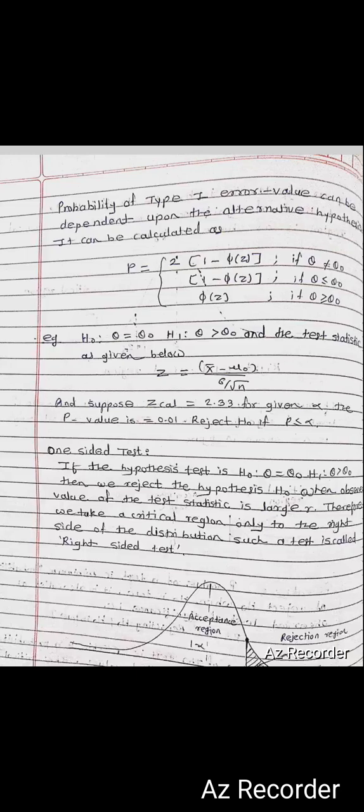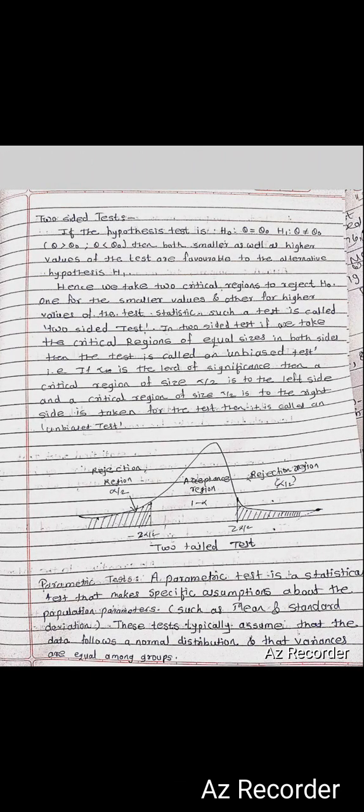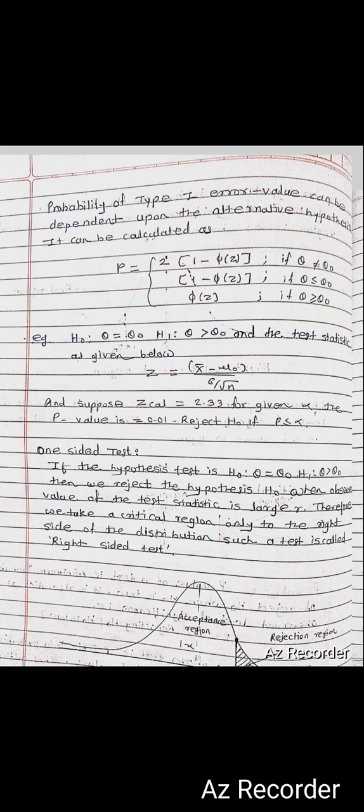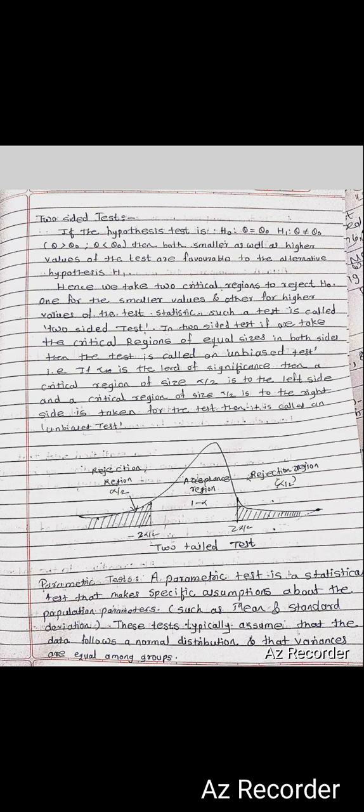Now we said we are going to see the one-sided test. If the hypothesis test is H naught as theta equal to theta naught and H1 as theta greater than theta naught, then we reject the hypothesis H naught when the value of the test statistic is larger. Therefore we take a critical region only to the right side of the distribution. Such a test is called a right-sided test. As we saw previously, if the critical region is at the right hand side, then it is called a one-sided test or right tail test.